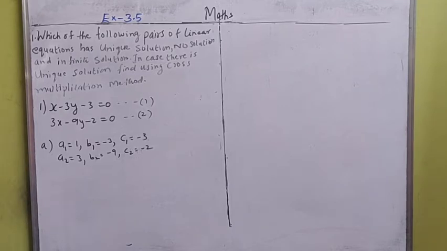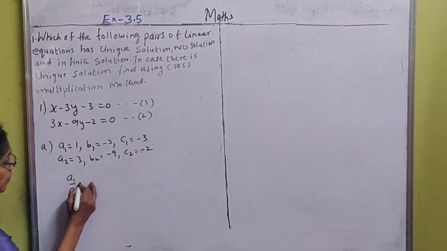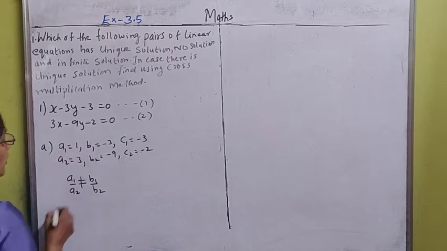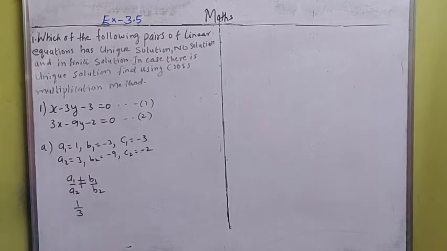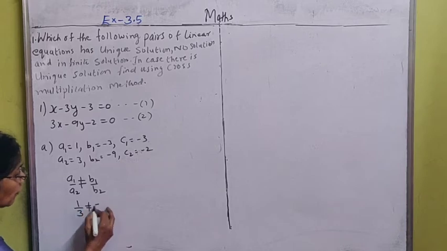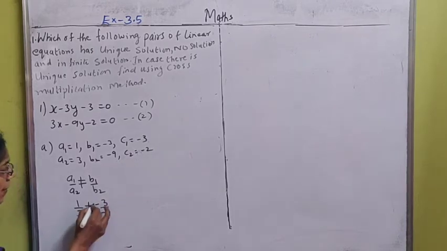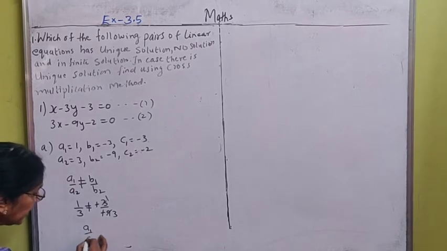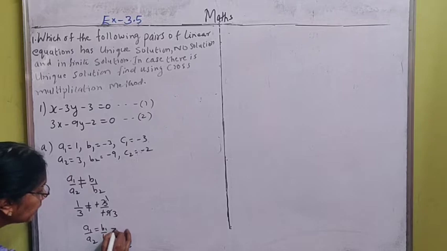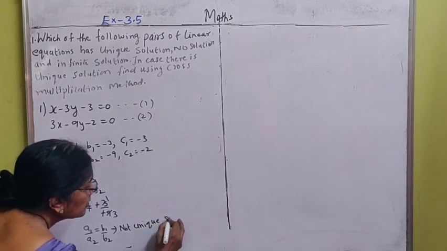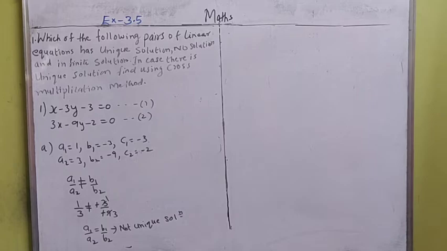Now, first one, let us see. a1 by a2 should not be equal to b1 by b2. So we substitute the values. a1 by a2 is 1 by 3, and b1 by b2 is minus 3 by minus 9. Minus signs cancel, 3 ones are 3, 3 threes are 9. So here what we got is that a1 by a2 is equal to b1 by b2. So it is not a unique solution.